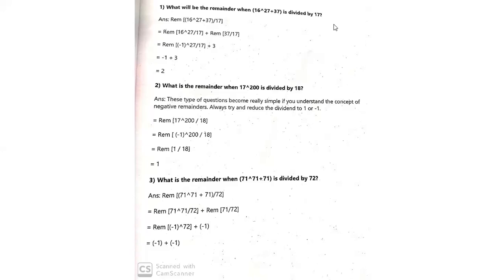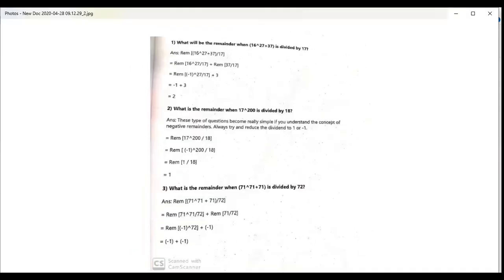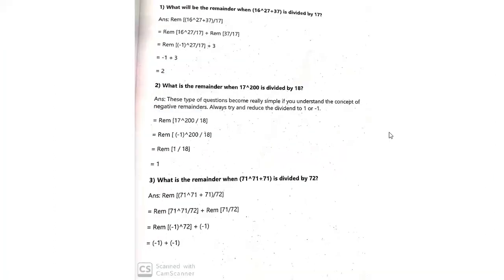How many of you are able to understand this? Yes, sir. Great. Let's move on to the second question. What is the remainder when 17 raised to power 200 is divided by 18? Here again 17 is just one short of 18, so I can write minus 1. What is minus 1 raised to power 200? 1, because minus 1 raised to an even power would be positive. So remainder is 1.